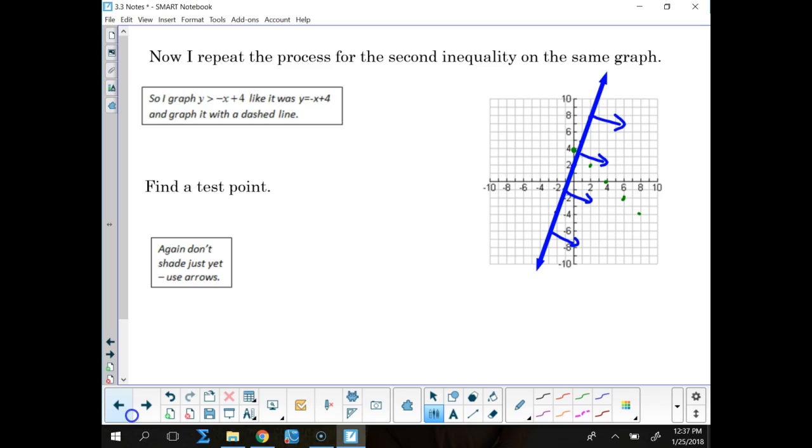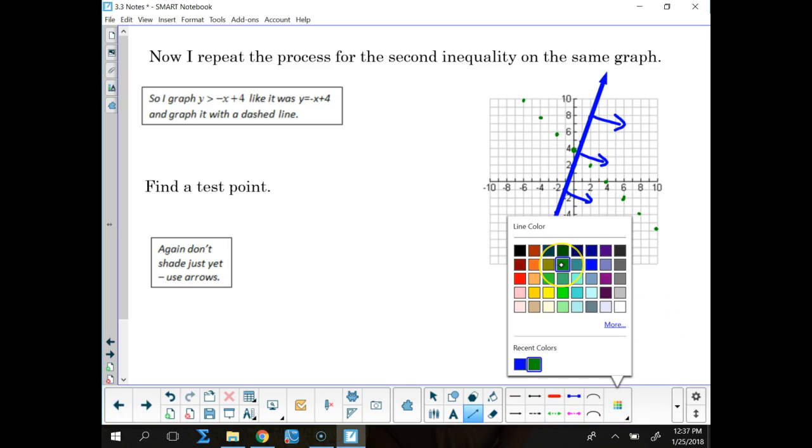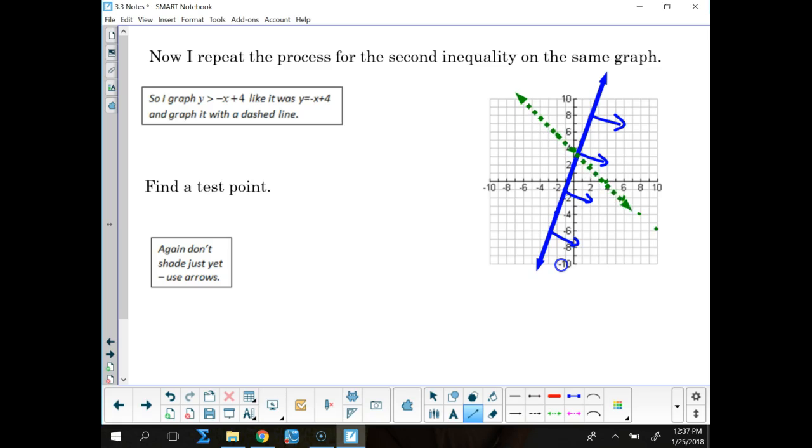Actually, I'm going 2's just because I don't want to make so many dots. Or I can go up and left. Okay? But now because this one doesn't have the equals component to it, I have it as a dashed line. Okay? So I'm there. Then again I ask myself, did I go through the origin? The answer is no, I did not go through the origin. So I'm going to use that as my test point again.